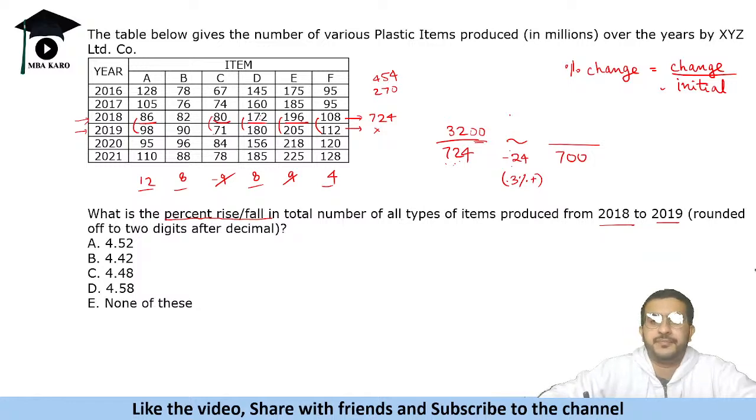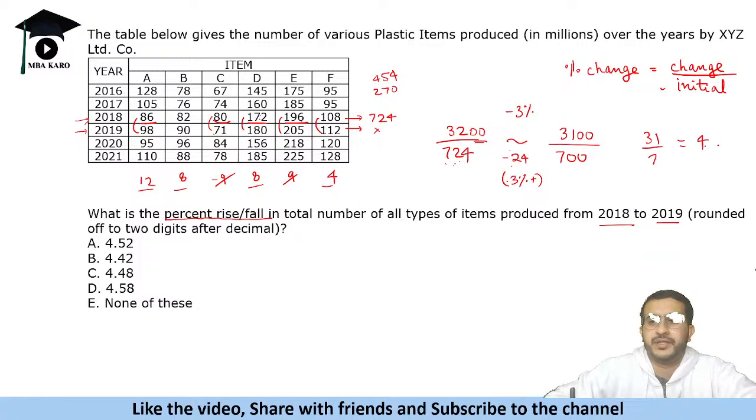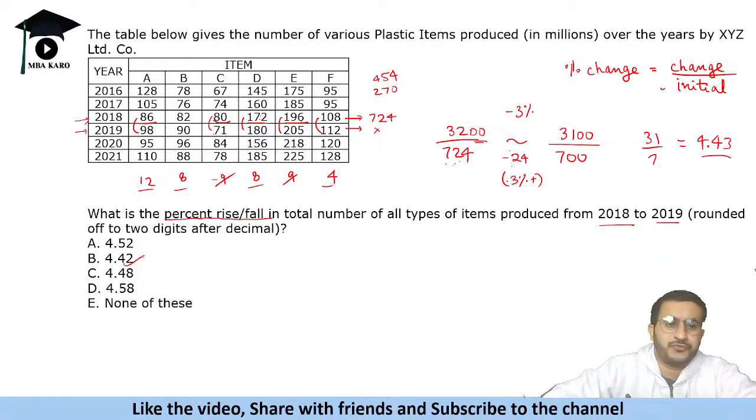Similarly subtract 3% from this also. 32 का 3% कितना होता है? 96. 96 होता है. And this is like 96, ये 3% से थोड़ा ज्यादा था, approximately 100 subtract कर लो. So your number should be 3100/7. Okay, 31/7 करो. 7 4 28. Okay, then you will get 3. So 7 4 28, 2 or 3, 4.43. Your answer should be 4.42.